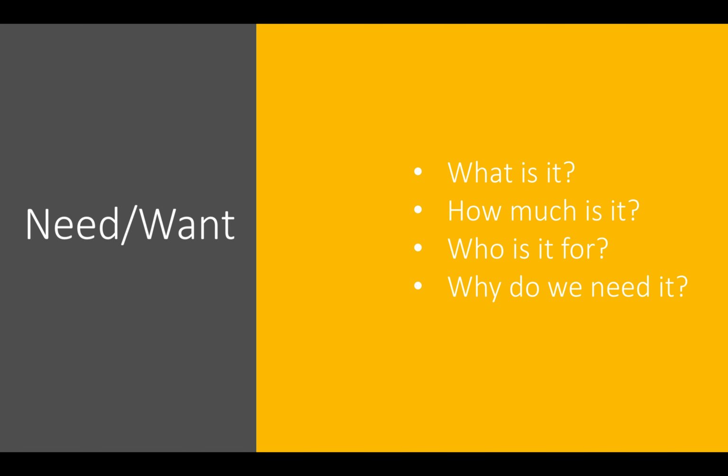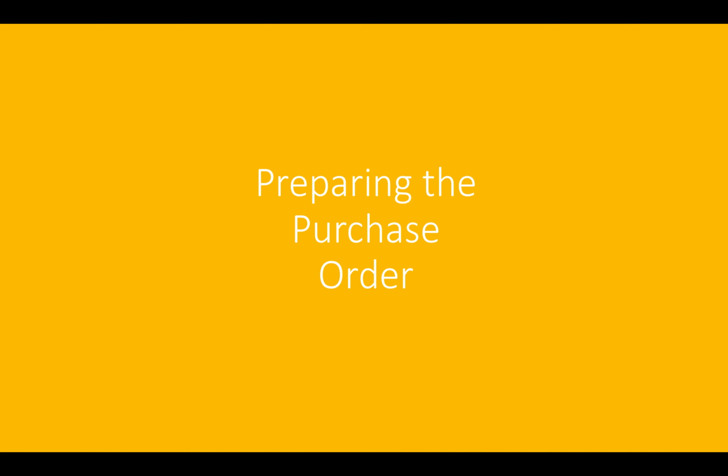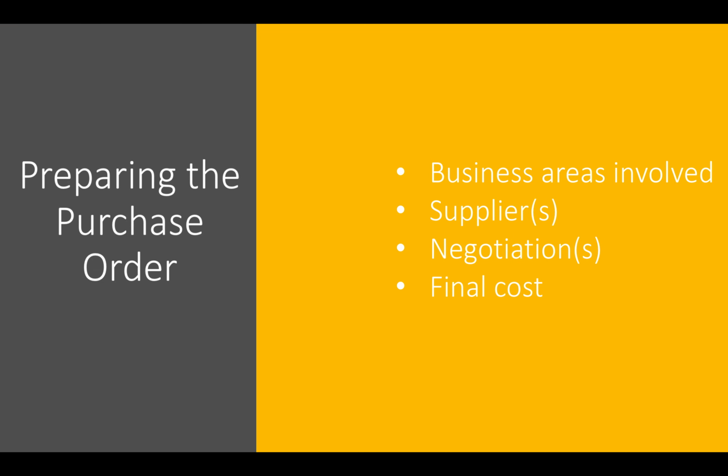And oftentimes the why it's needed is just something like, oh, it'll help us do this. But we need to know more like, why isn't what you're doing now working? Why will this help it? So after that comes preparing the purchase order. And this is by far the longest process and where the most bottlenecks occur.